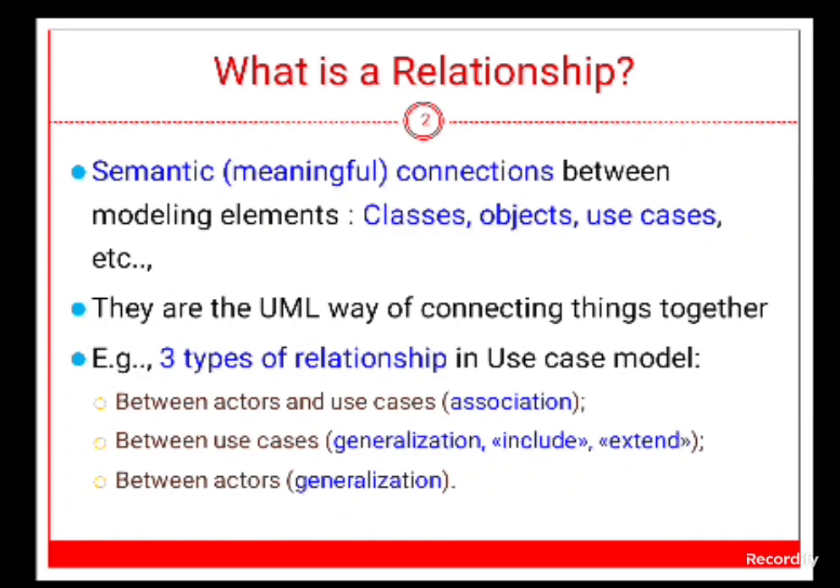So there are three types of relationship in a use case model: between actors and use cases, that is association; between use cases, generalization, include and extend relationship; between actors, generalization.